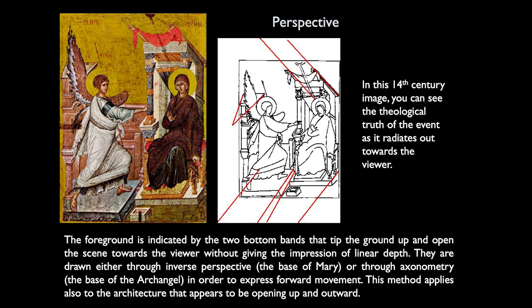This is in order to express forward movement. So this method applies also to the architecture that appears to be opening up and outward. So you can see here in this diagram how those are shown. This is inverse perspective, and this is axonometric perspective.